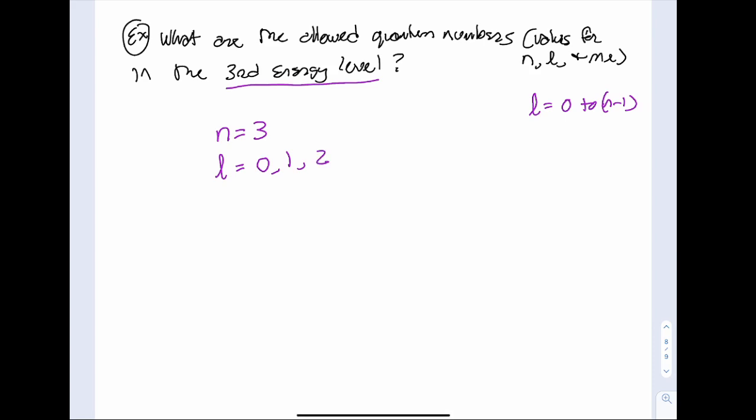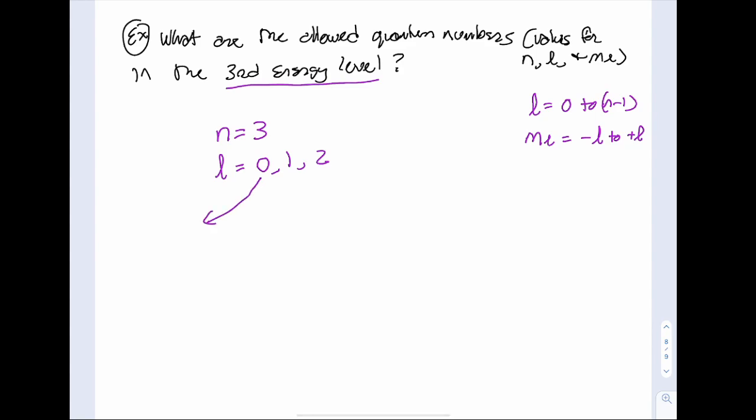Right? N is equal to 3. 3 minus 1 is 2. So everything between 0 and 2. So 0, 1, and 2. And then my values for M sub L do depend on L, and they go from negative L to positive L. So we're going to have a different set of values for every value of L.